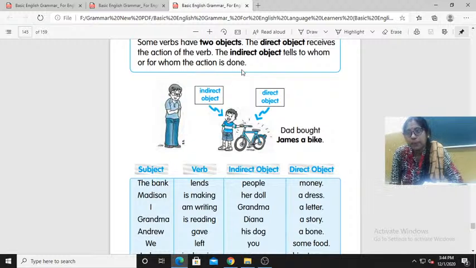Here is another example: dad bought James a bike. So dad is subject, bought is verb, and James and a bike. What is the action of the verb? What does it receive? A bike. So bike is the direct object and James will be the indirect object. So my dear children, please keep this in your mind, and if you practice, I know you will definitely get very good marks in your test.